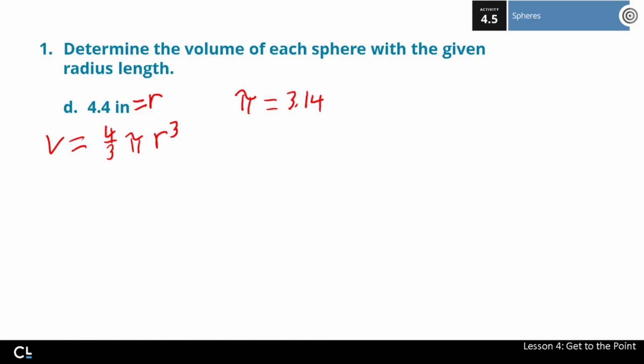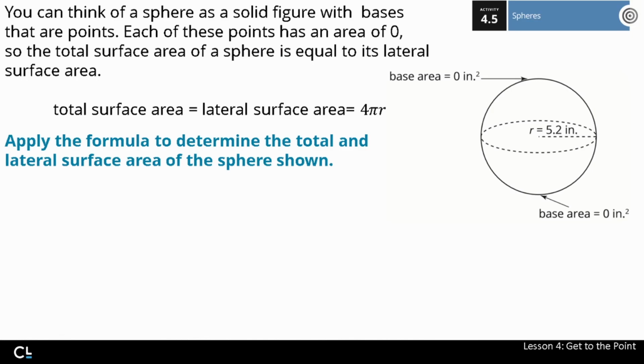So last thing we need to do is our surface area. Now, for a sphere, the total surface area and the lateral surface area are exactly the same thing. So they get one formula, and it's pretty simple. 4 pi r squared. Nice and easy. So in this problem here, we have a radius of 5.2. So we're going to say surface area equals 4 pi r squared. And let's plug everything in. So we get surface area equals 4 times 3.14 times my radius, 5.2.